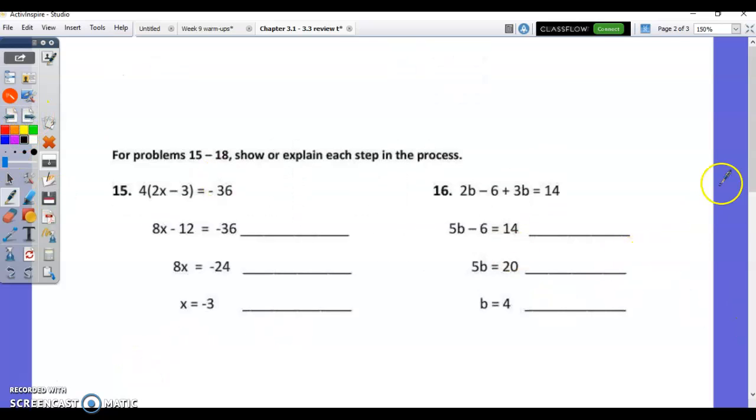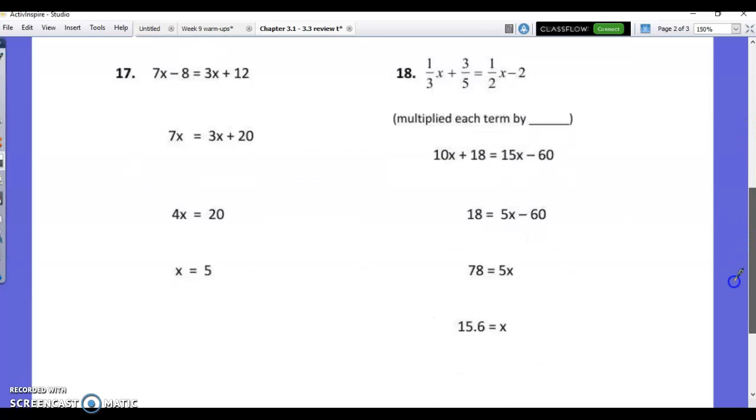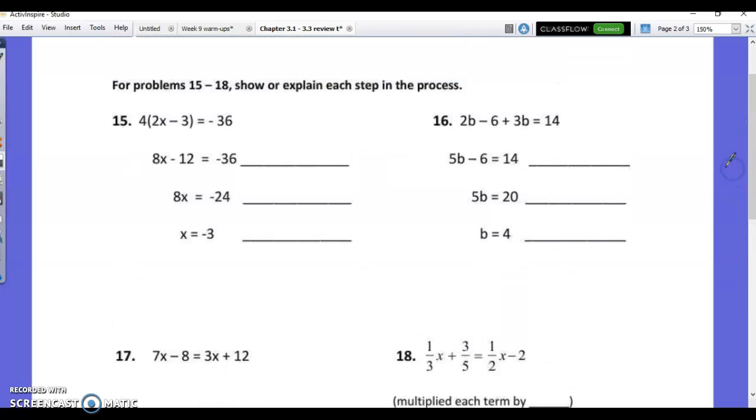For the next page, we get into what the bulk of Chapter 3 was about. You need to explain how you're doing these processes for these 4. So I'm going to run through them. For this one, we distribute first. This would be the box, so you can say distribute 4. All right, so if you don't know how to do that, you can also just write what the step is. 4, 2x, negative 3. That gives me 8x minus 12. That's how I get that right there.